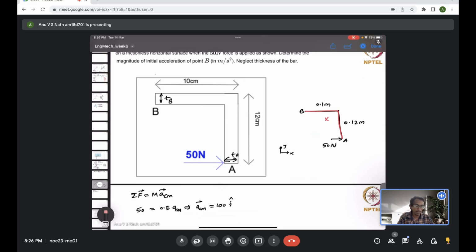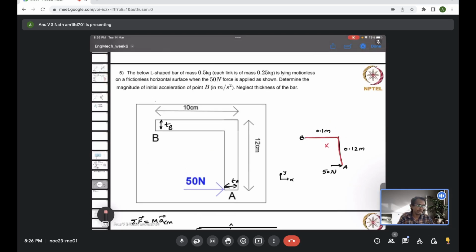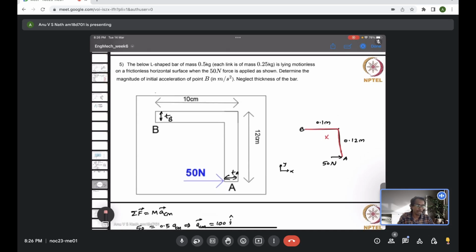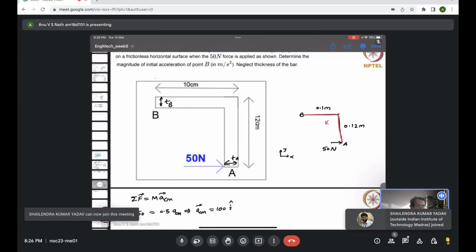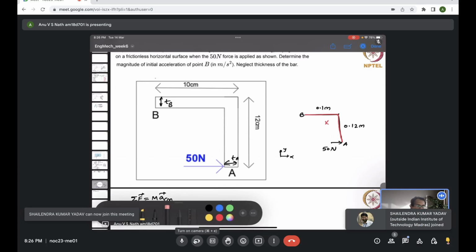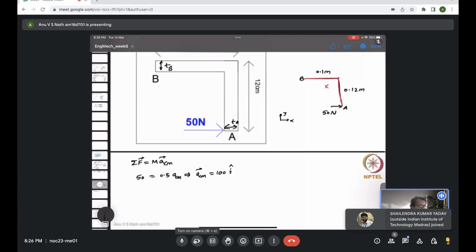Center of mass will not rotate, so center of mass will have only this acceleration, but we are asked to evaluate the acceleration of point B. So it will have the rotational acceleration, so we have to basically evaluate the rotation. For that we have to consider the torque balance equation. So we will write the torque equation. Net torque is equal to I times the angular acceleration alpha.